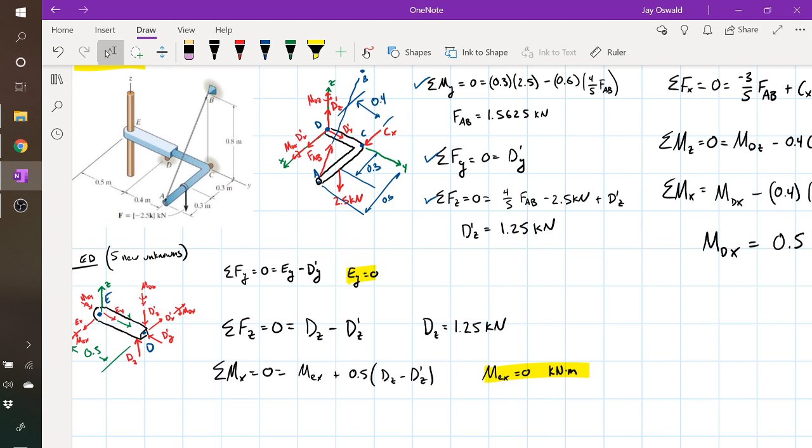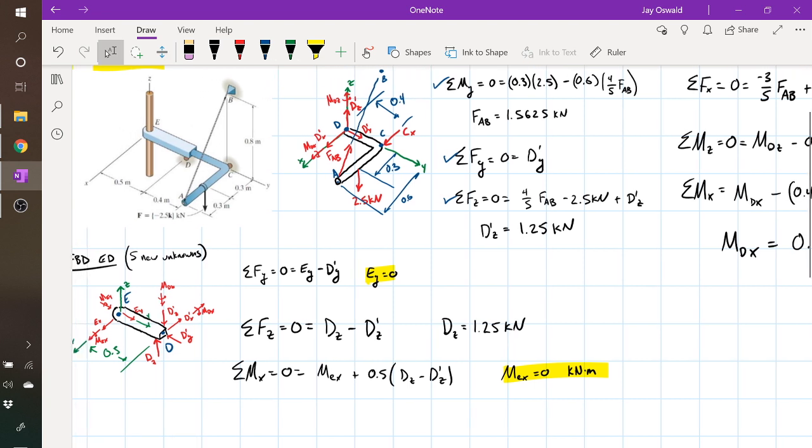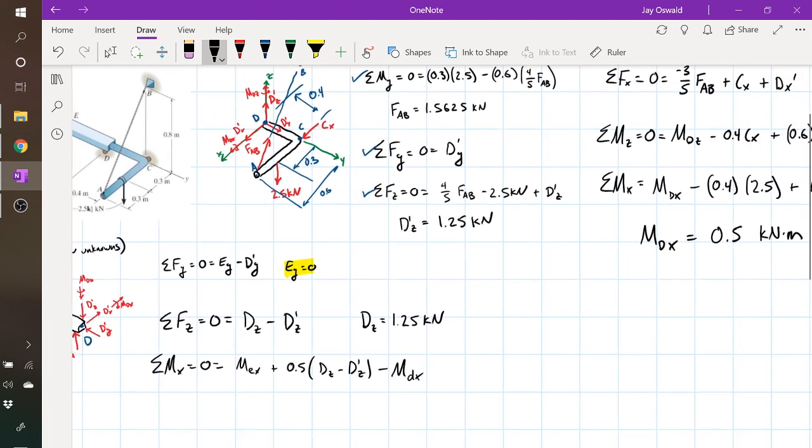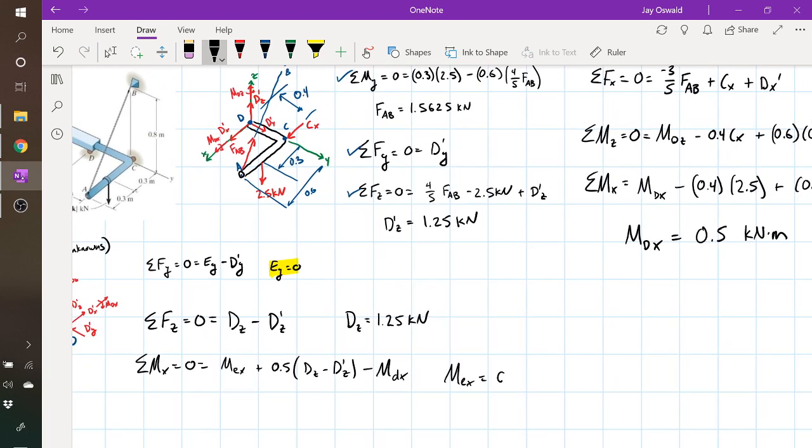MDX, I mean, you just said it's 0.5. For the other one. Oh, we forgot to add D through C. Sum of moments about the x-axis is MEX plus or minus MDX. Or MDX, right? Yeah. Well, that didn't really change anything. So MEX is equal to 0.5 kilonewton meters.